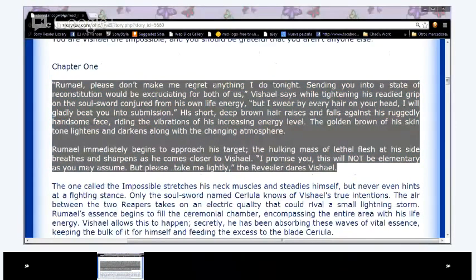Chapter one. Rommel, please don't make me regret anything I do tonight. Sending you into a state of reconstitution would be excruciating for both of us, Vishal says while tightening his readied grip on the soul's word conjured from his own life energy. But I swear by every hair on your head, I will gladly beat you into submission.